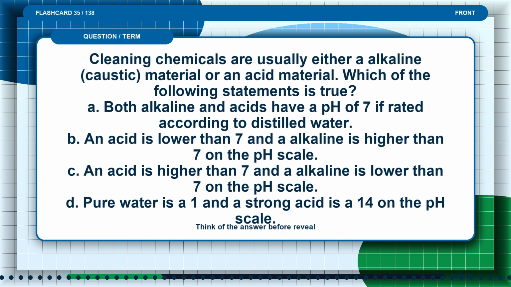Flashcard 35. Cleaning chemicals are usually either an alkaline caustic material or an acid material. Which of the following statements is true? A. Both alkaline and acids have a pH of 7 if rated according to distilled water. B. An acid is lower than 7 and an alkaline is higher than 7 on the pH scale. C. An acid is higher than 7 and an alkaline is lower than 7 on the pH scale. D. Pure water is a 1 and a strong acid is a 14 on the pH scale. Pause and think of the answer before the reveal.